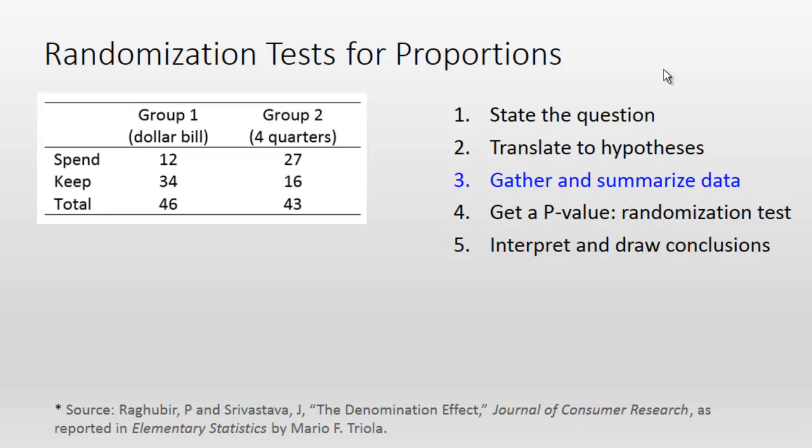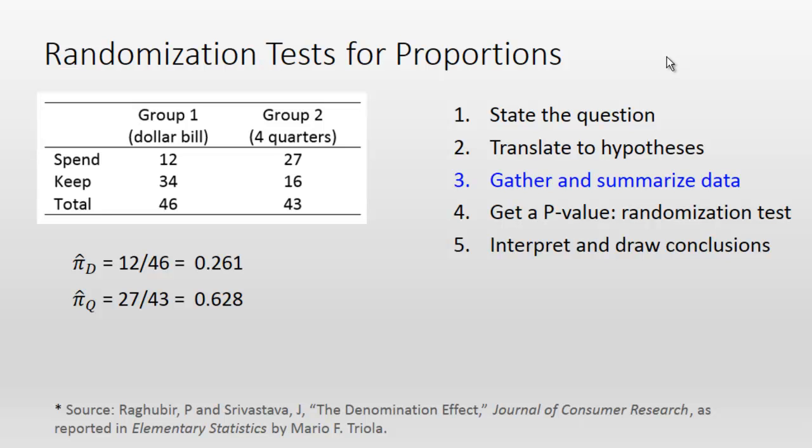So next thing we need is to gather and summarize some data. Here is a 2-way table that shows us the results. There were 46 people in one group, 43 in another group. Remember that they were randomly assigned, and we need to calculate the sample proportions. So in the group that was given the dollar bill, group 1, 12 out of the total 46 is 26.1%, and in the other group we notice 62.8%.